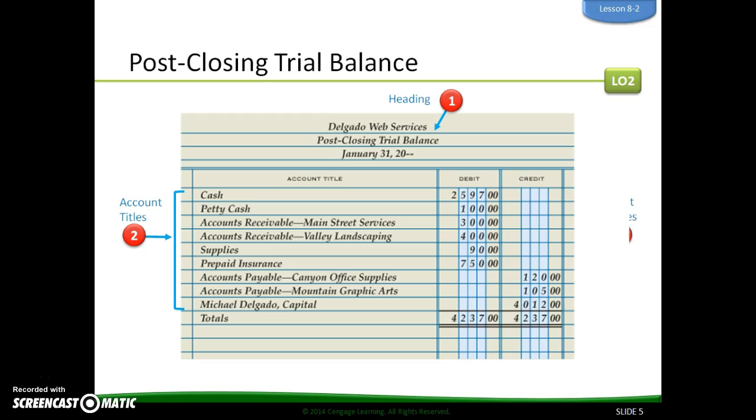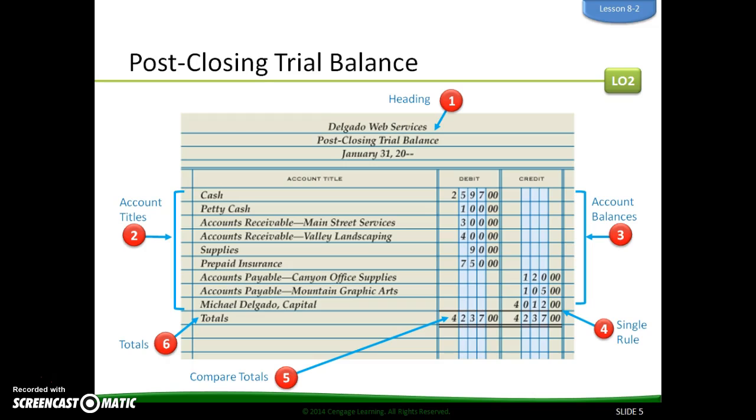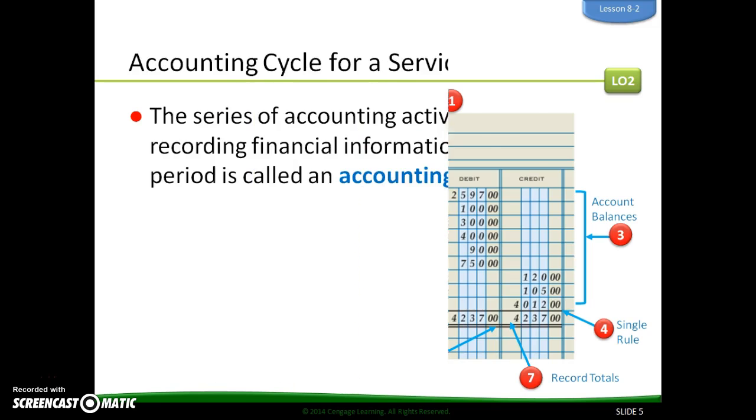So we can see all of our account titles, our debits and our credits, the single rule so that we know that we're going to go ahead and total up below that. And you can see that our debit and credit balance information is in balance. And now we record our totals and we double rule below so that we know we have finished our work. Okay. Now, we verified that the balance information matches, and we know that our post-closing trial balance is good to go.